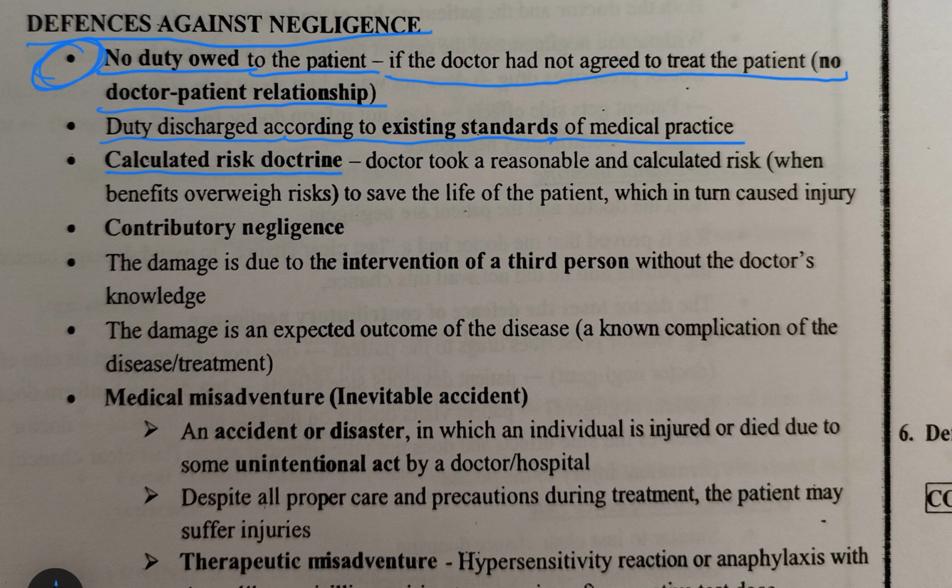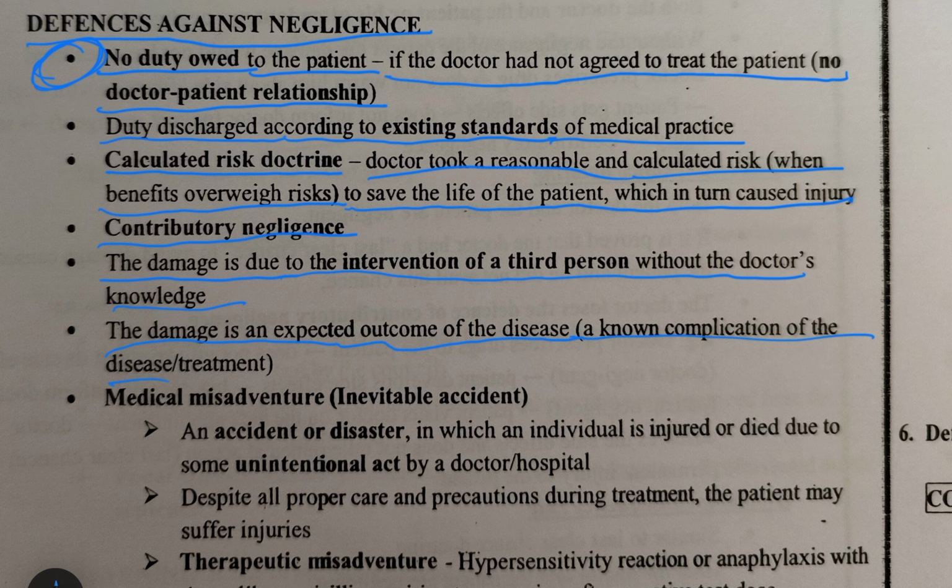Calculated risk doctrine. The doctor took a reasonable and calculated risk when benefits outweigh risk to save the life of the patient, which in turn caused injury. Contributory negligence. The damage is due to intervention of a third person without the doctor's knowledge. The damage is an expected outcome of the disease, a known complication of the disease or treatment.